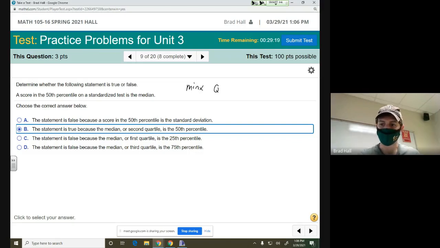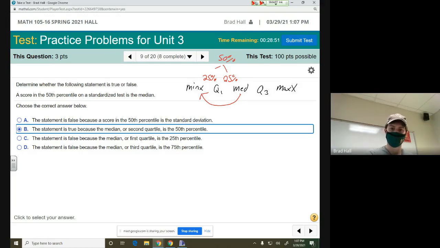There's the minimum, and then Q1, and then the median, Q3, and then the max. Then 50th percentile means you're higher up than 50% of the data. So the median is larger than this amount of data. There's 25%. There's 25%. 25 plus 25 is 50. So that's a few different ways to think about it. So this is a true statement. Just like how the first quartile is the 25th percentile and the third quartile is the 75th percentile. Same argument.